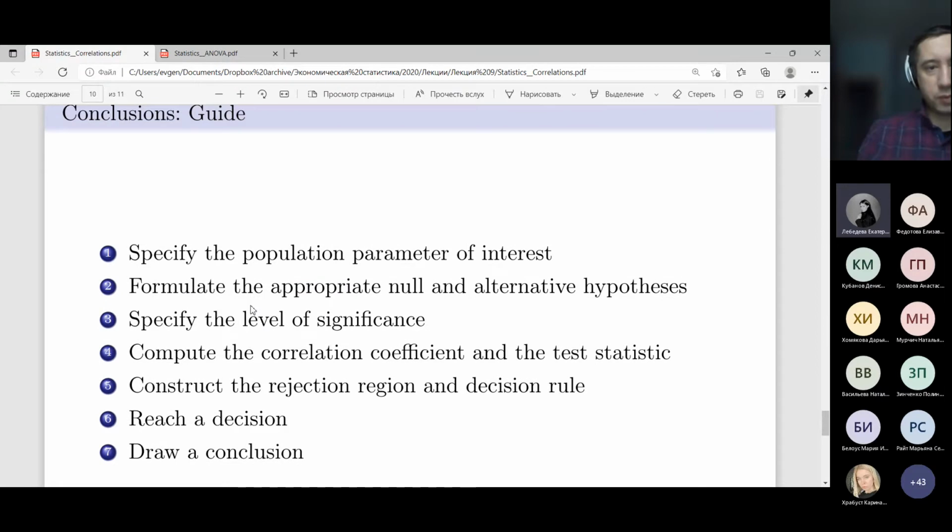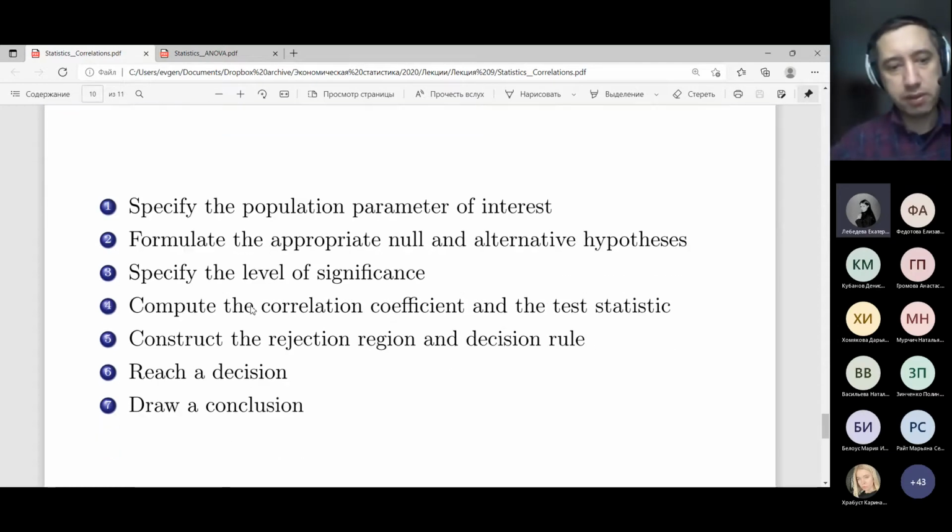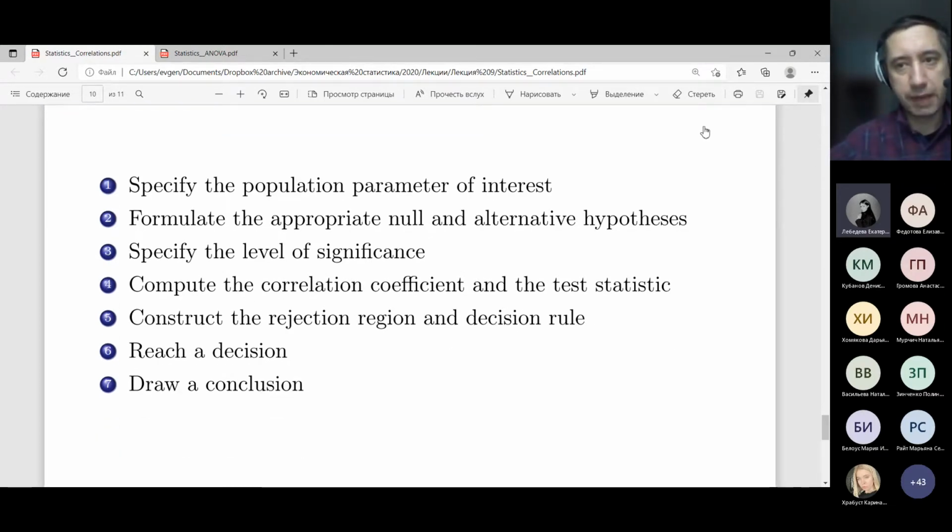Conclusions about correlation coefficients. Always specify the population parameter of interest, formulate the null and alternative hypotheses, the level of significance, calculate everything, and reach a decision. So this is the theory. Now let's do an exercise in Stata.